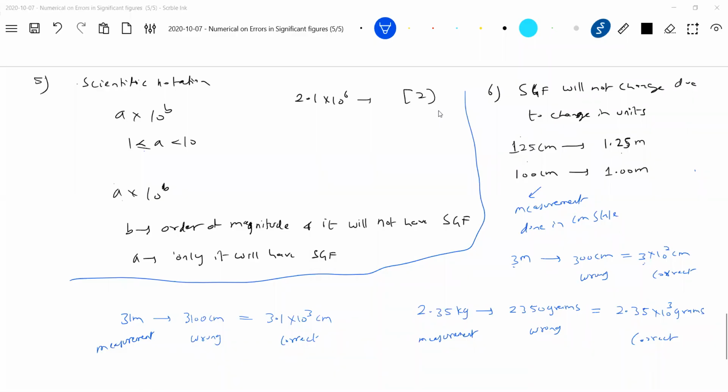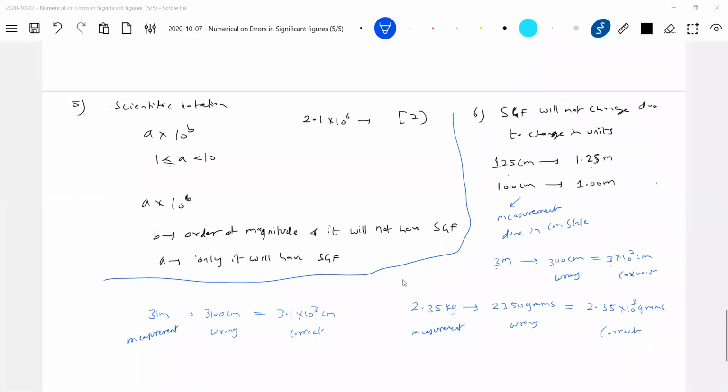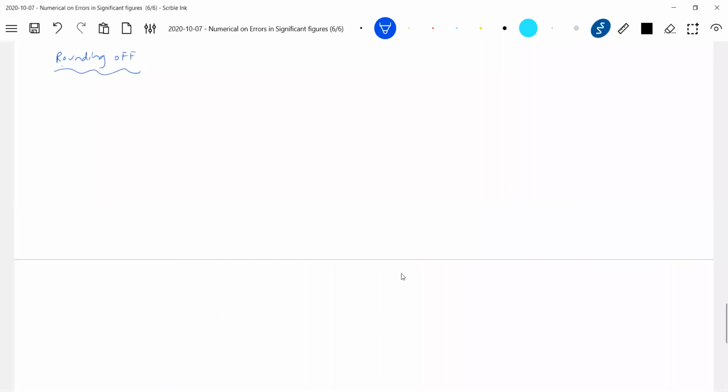Okay, now after this, we'll go for the rounding off method. Now suppose a first case.